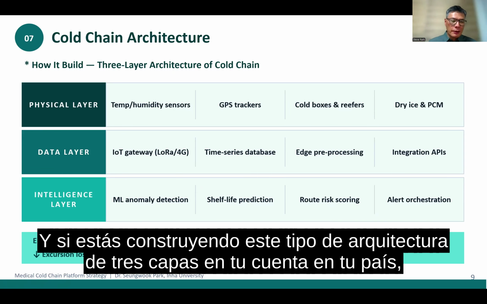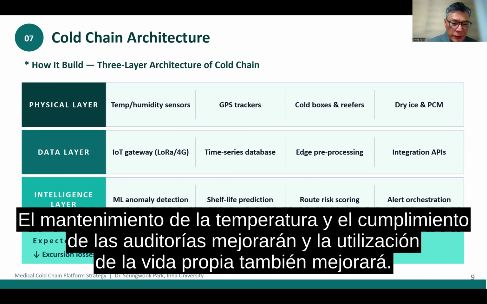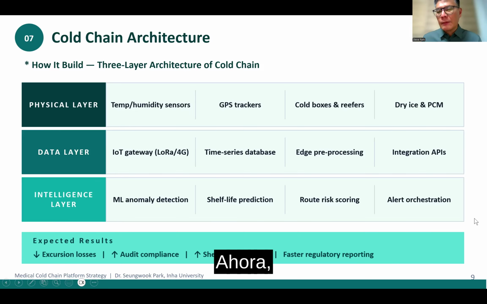So those things are needed to build up the medical cold chain, and that is a three-layer architecture. If you build this kind of three-layer architecture in your country, you can decrease excursion losses from temperature failures in maintaining temperature, audit compliance will improve, and shelf-life utilization improves too. And also fast real-time reporting is available.